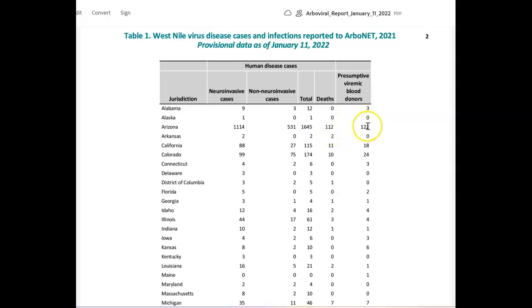So 122 might have come from viremic blood donors. So this is a pretty significant amount. May not have been reflected as well in the geospatial map. Now the other one seems to be well typified in a map.